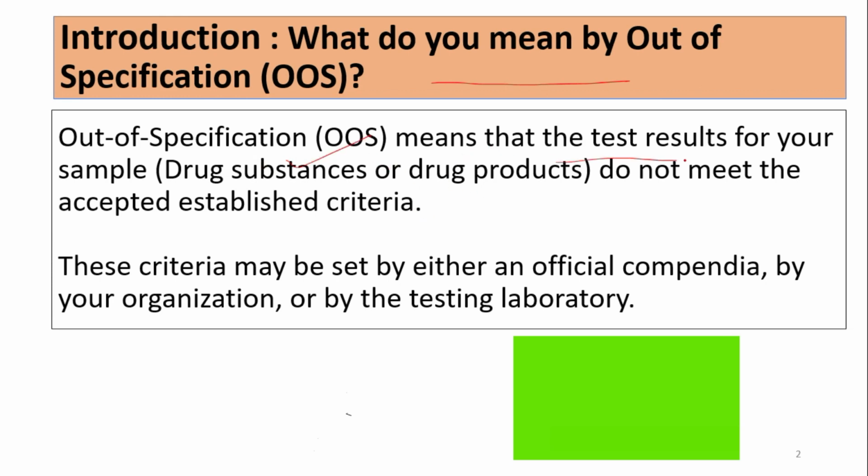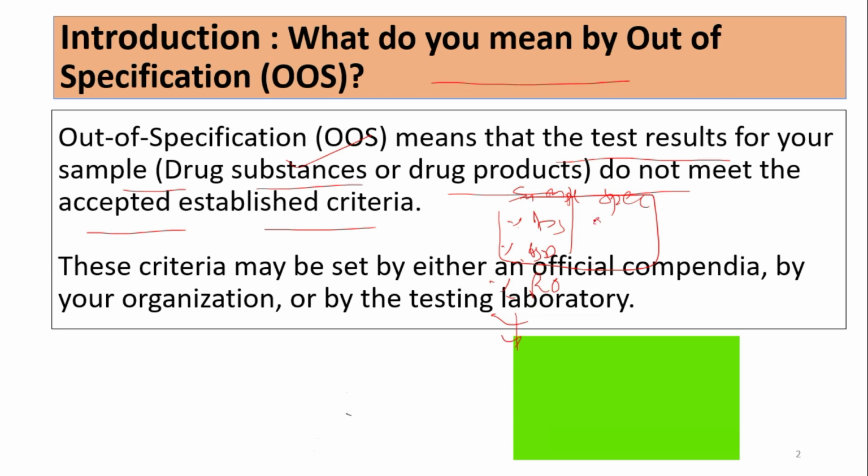It means that the test results for your sample, drug substance or drug product, do not meet the established acceptance criteria. Say we have a sample to test, and a specification like percentage assay, percentage RSD, percentage purity, or any other listed test. It has certain criteria like 98 to 102, or 5%, or 99.5%. If the result doesn't fall within the acceptance criteria for a particular sample and test, then it is called out of specification. It is called OOS, right?